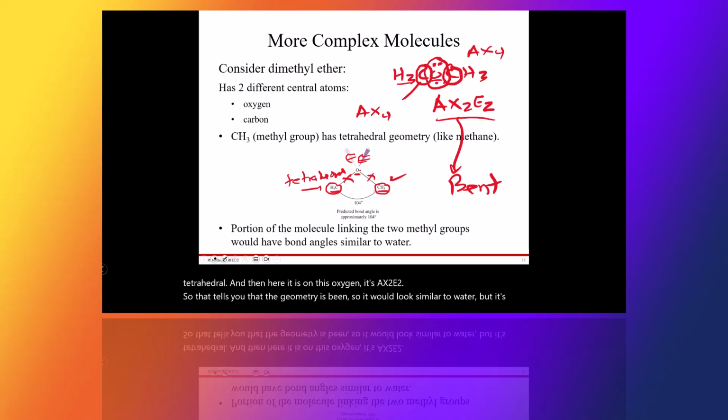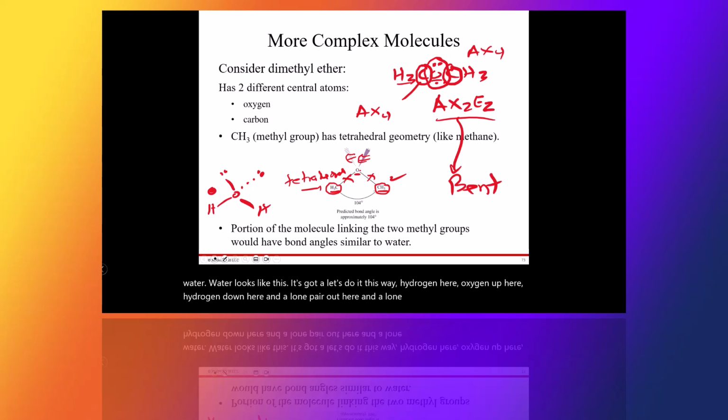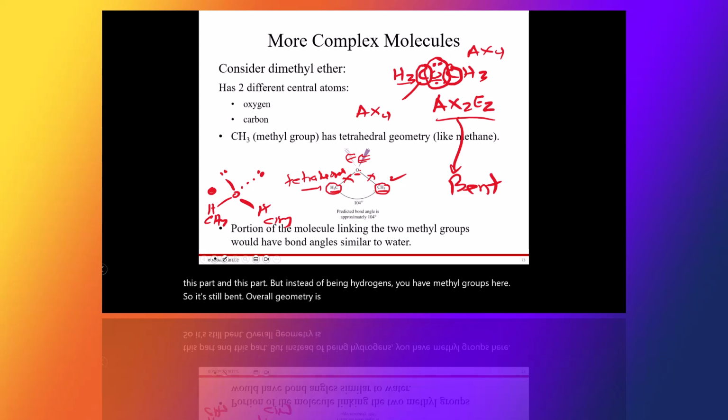You know, water looks like this. It's got, let's do it this way: hydrogen here, oxygen up here, hydrogen down here, and a lone pair out here, and a lone pair back through here. So that's this part and this part. But instead of being hydrogens, you have methyl groups here. So it's still bent overall. Geometry is bent, but on each of those carbons, it would be tetrahedral.